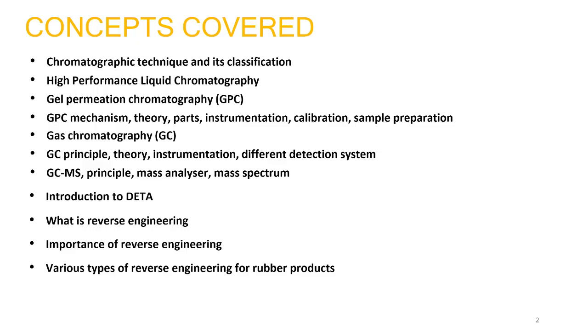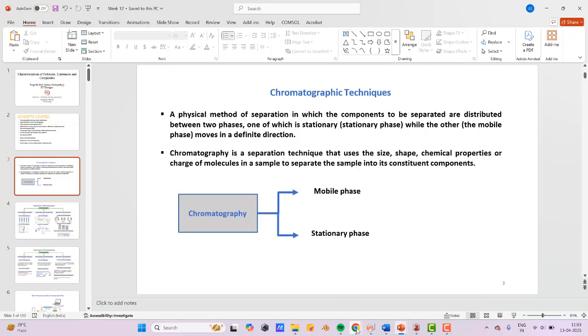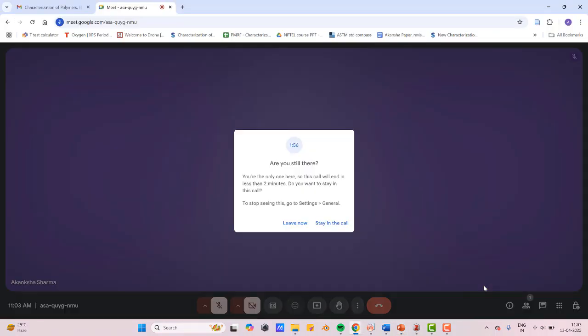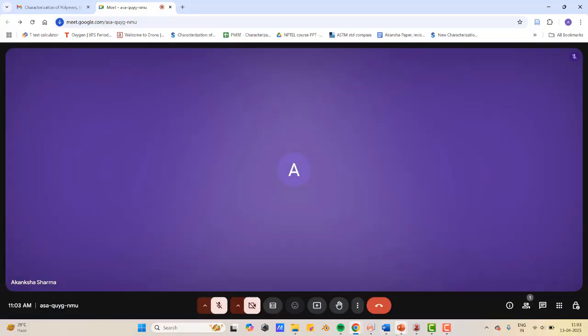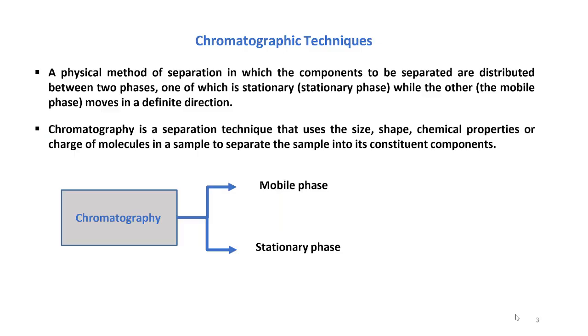Then we'll go to the DTA analysis, how it works, and then the reverse engineering and its importance, and the types of reverse engineering in general for rubber products. So let's start with the chromatographic techniques.